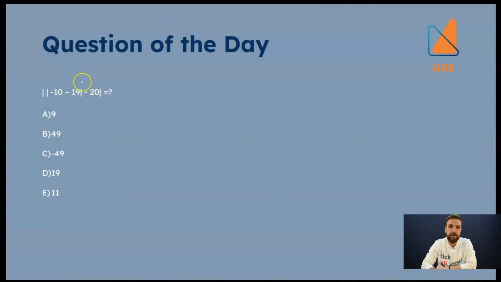Now let's check this question out. We have an absolute value. Within the absolute value, we have another absolute value, which has minus 10, minus 19, minus 20. So what do we do here? By following the rule of PEMDAS, we first take care of the absolute value within the absolute value. So what do we have here? We have minus 10, minus 19. That would be minus 29, which is the absolute value of minus 29.